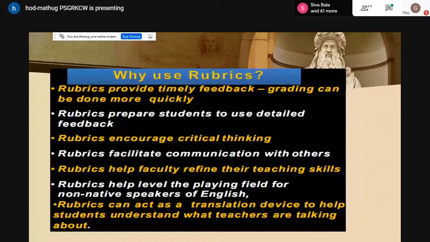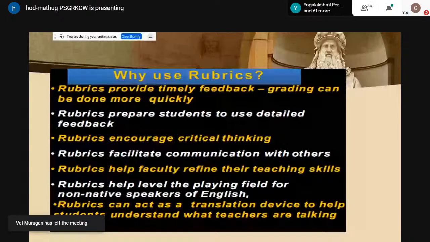Then rubrics encourage critical thinking, because a student has to think based on the rubrics. What is the expectation of the assessor? What is the expectation of the educator? Then he will be reforming and working on those lines. And it facilitates communication with others. And rubrics help faculty redefine their teaching skills. They go over the criteria.